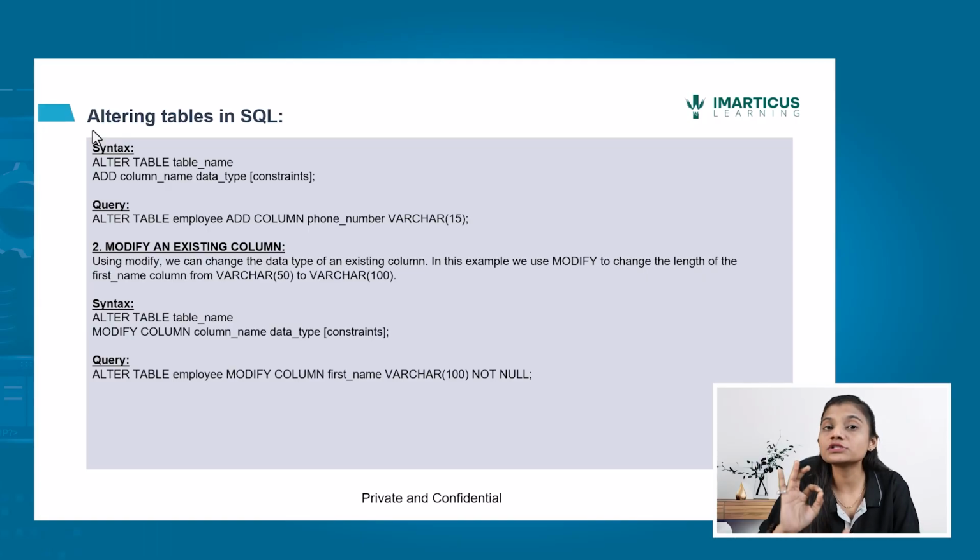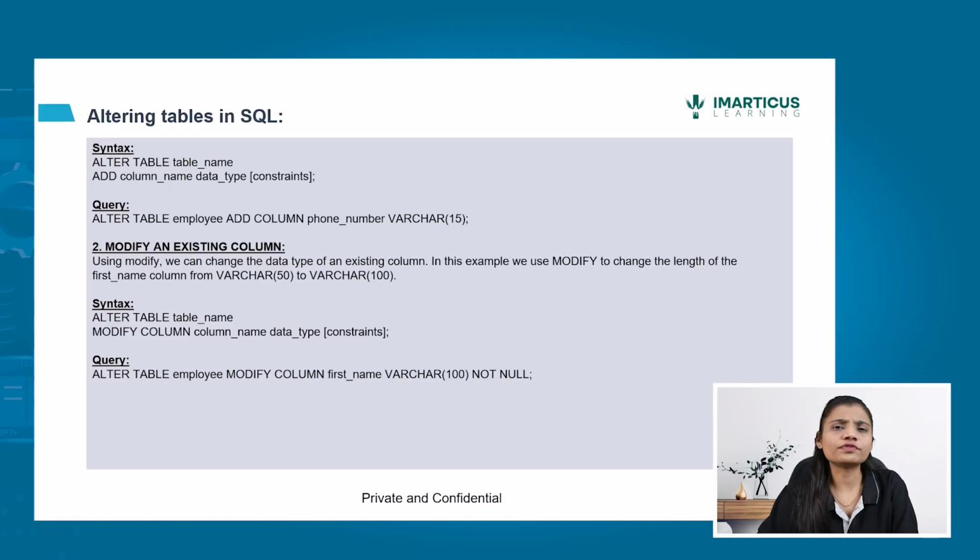So modify works for an existing column. The query: alter table employees, modify column first name varchar 100, and I can give another constraint, which is not null. Here you can see dropping a column.